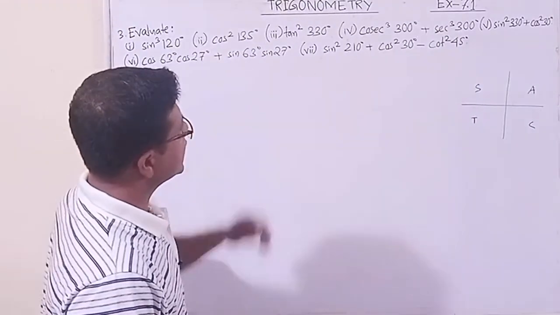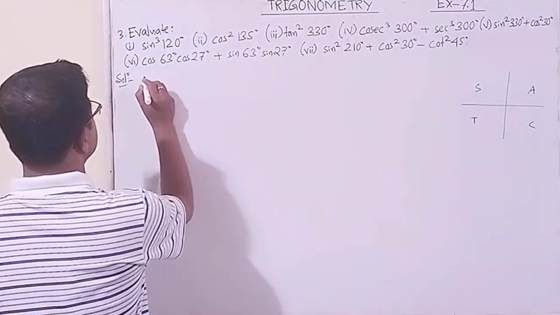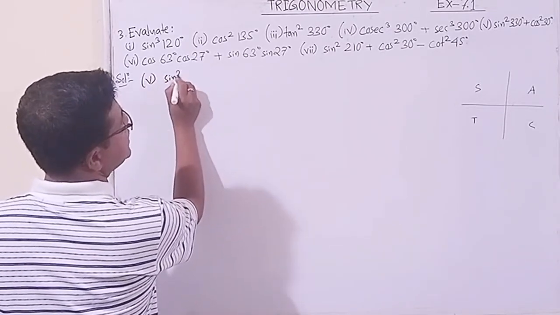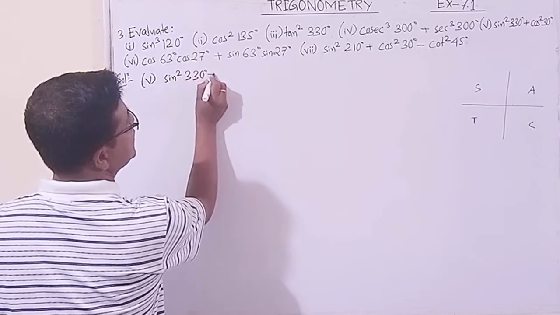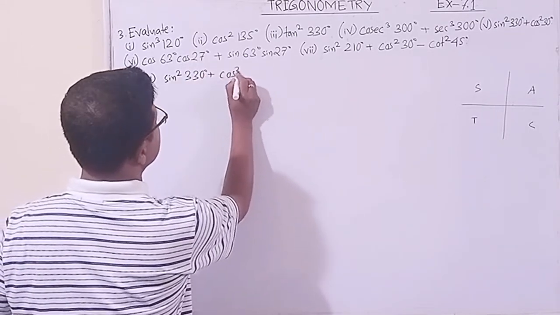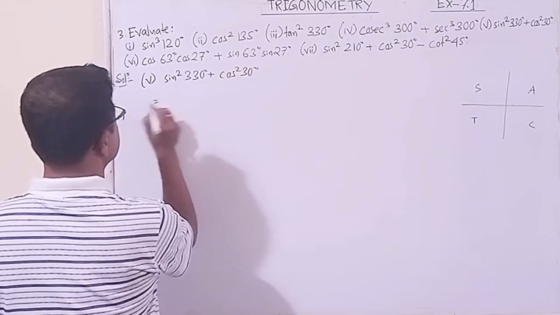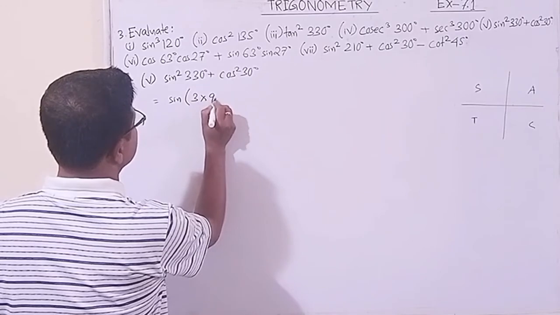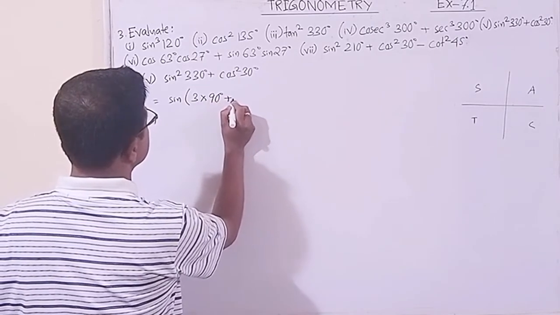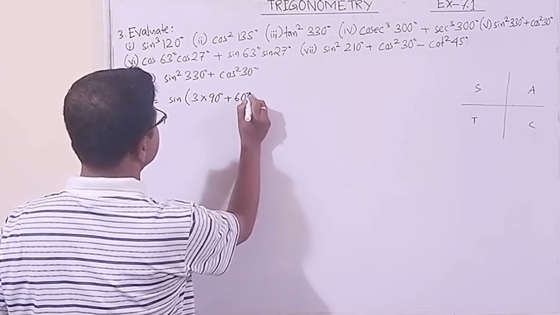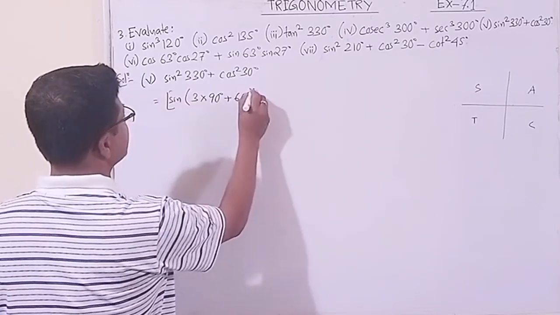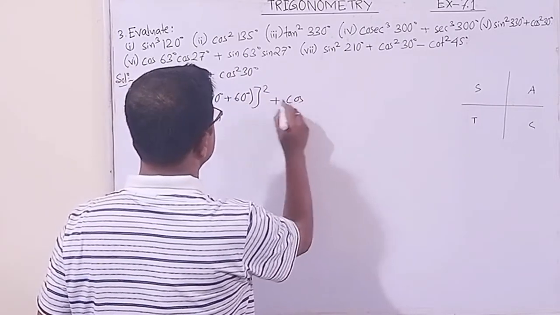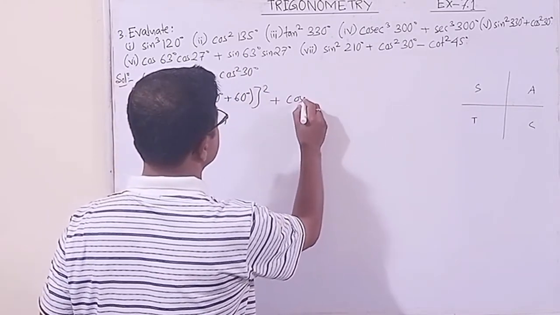My beloved students, we have done up to question number 4. Now let us move to number 5. Number 5 is also very easy. You will find sine square 330 degree plus cos square 30 degree. So what is this? Sine of 3 into 90 degree plus 60 degree, its square. We know the value of it, but later on we'll put both the values together simultaneously.